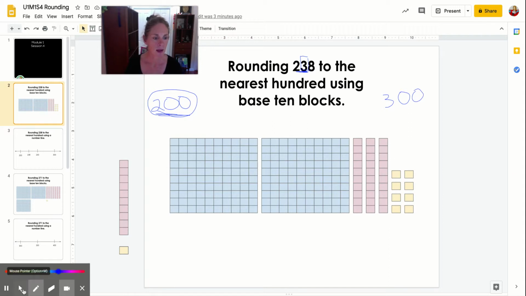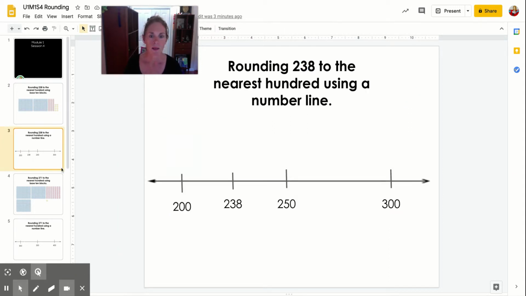Let's take a look at that on our number line. Here we have our number line, and I think that number lines are really, really helpful when you're rounding because it's really visual, right? You're looking at this and thinking, okay, I need to round 238 to the nearest 100. And again, you have to think, what are the hundreds that I'm working with? It's either going to be 200 or 300, the next 100.